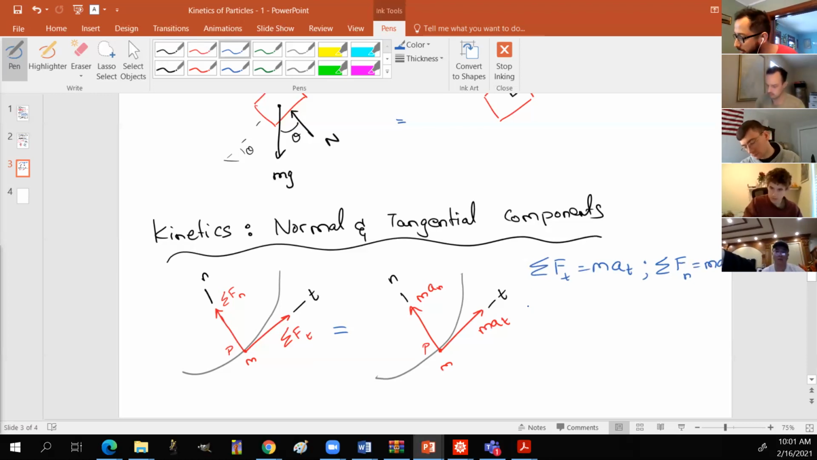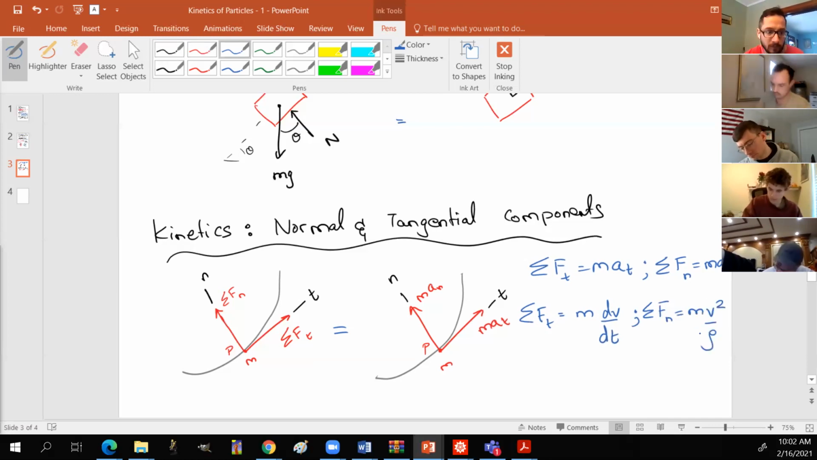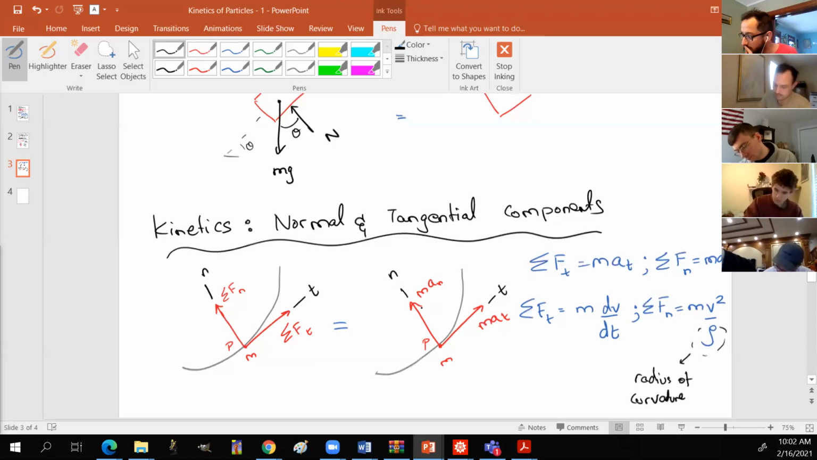But we know these things. We looked at it last week. Acceleration in the tangential direction is just the rate of change of velocity, right? So dv over dt. And then your acceleration in the normal direction, that guy, right? v squared over rho, whereby that's your radius of curvature. Right? And if this looks weird to you, just go back to your notes from last week. We derived everything last week.